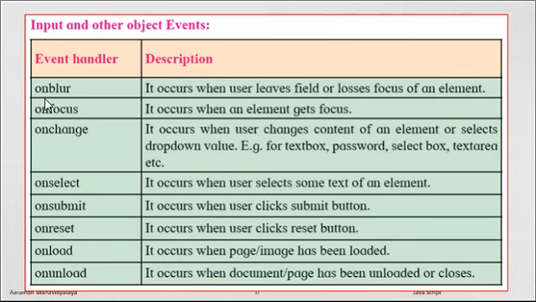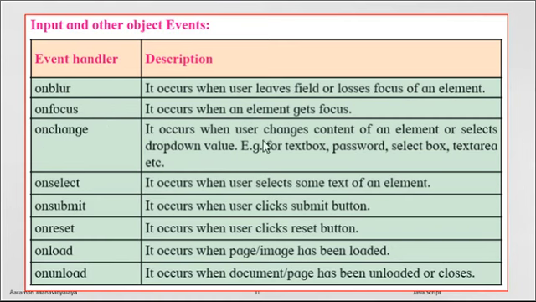First event handler is onBlur. It occurs when the user loses field or loses focus of an element. That means when you leave any field, that time this onBlur event takes place. Then onFocus. It occurs when an element gets focus. That means when our cursor gets highlighted in the specific field, that time onFocus event gets activated.